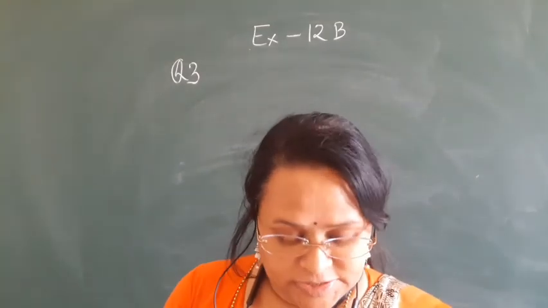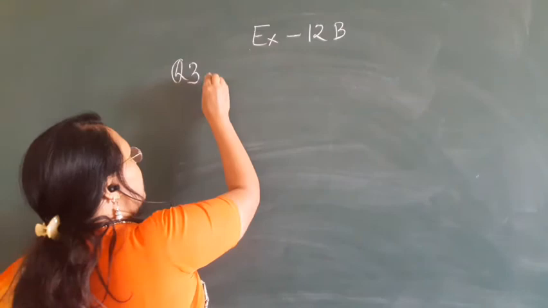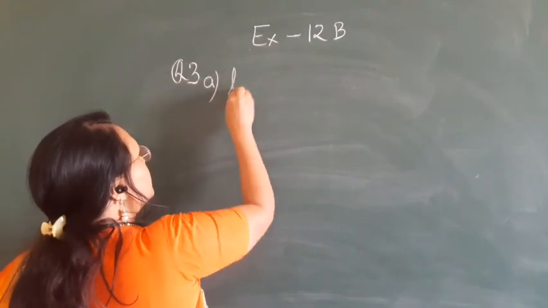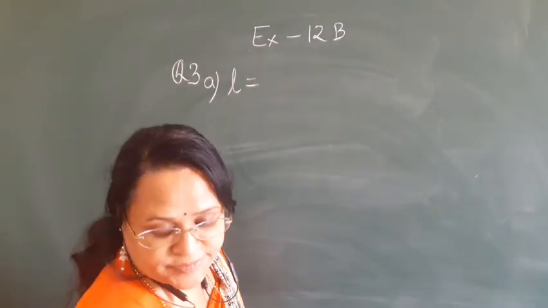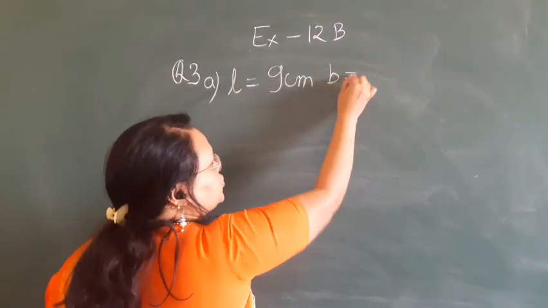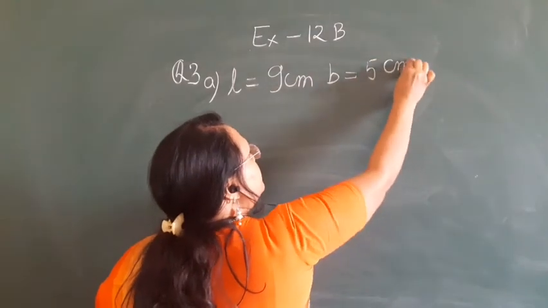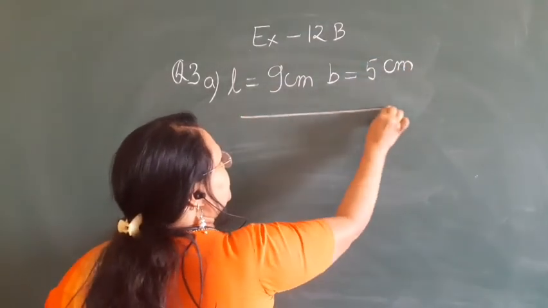Find the area of this shape. The shape is given that length equals 9 centimeter and breadth equals 5 centimeter. You have to draw the figure.